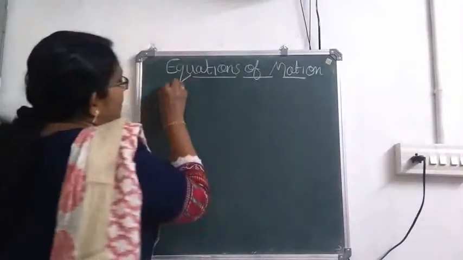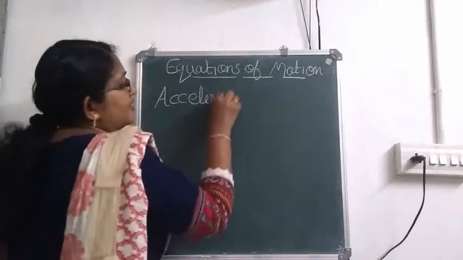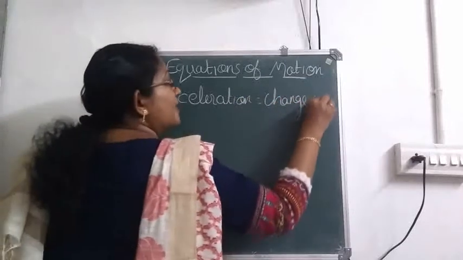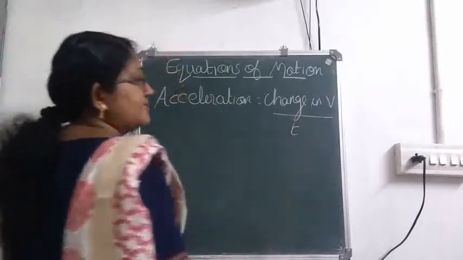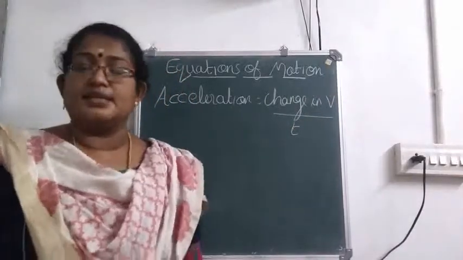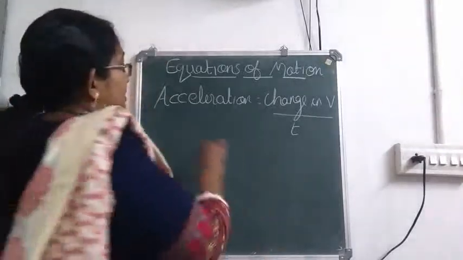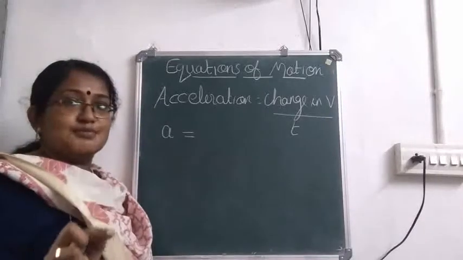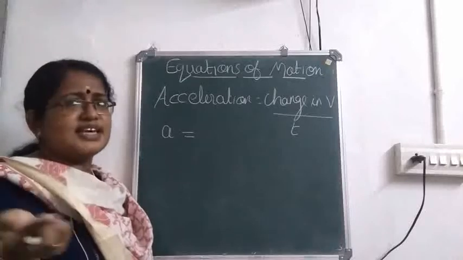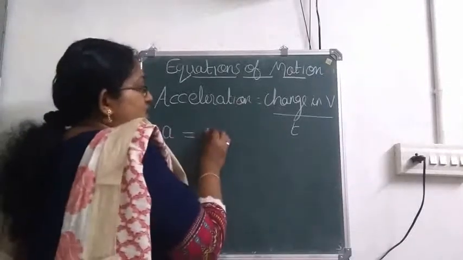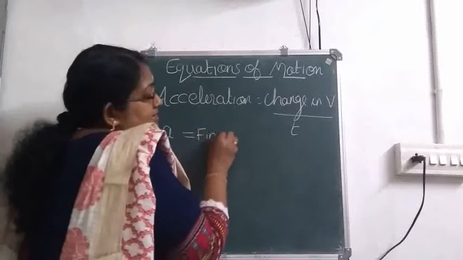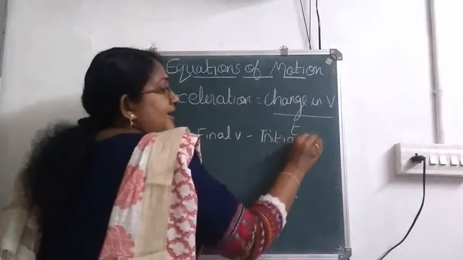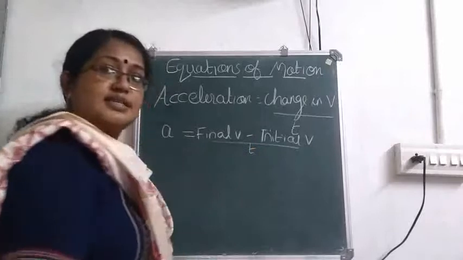What is the equation to calculate acceleration? Acceleration is given by change in velocity by time, isn't it? Change in velocity by time is acceleration. That is, a is equal to... Already we told that the body was first moving with a velocity u and after time t seconds it became v. So, what is change in velocity? Change in velocity means it is final velocity minus initial velocity by time, isn't it?